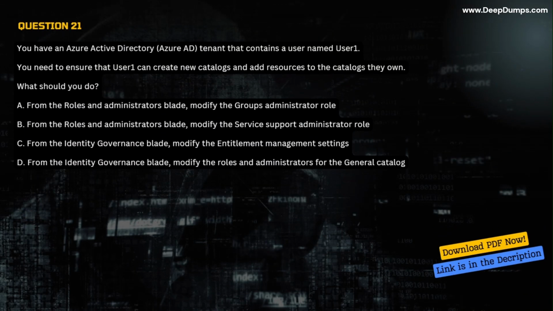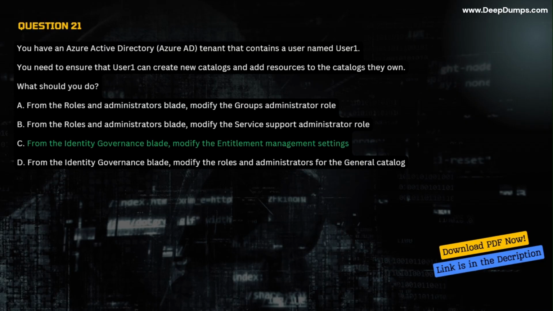Question 21. You have an Azure Active Directory, Azure AD, tenant that contains a user named User1. You need to ensure that User1 can create new catalogs and add resources to the catalogs they own. What should you do? A. From the Roles and Administrators blade, modify the Groups Administrator role. B. From the Roles and Administrators blade, modify the Service Support Administrator role. C. From the Identity Governance blade, modify the Entitlement Management settings. D. From the Identity Governance blade, modify the roles and administrators for the General catalog.